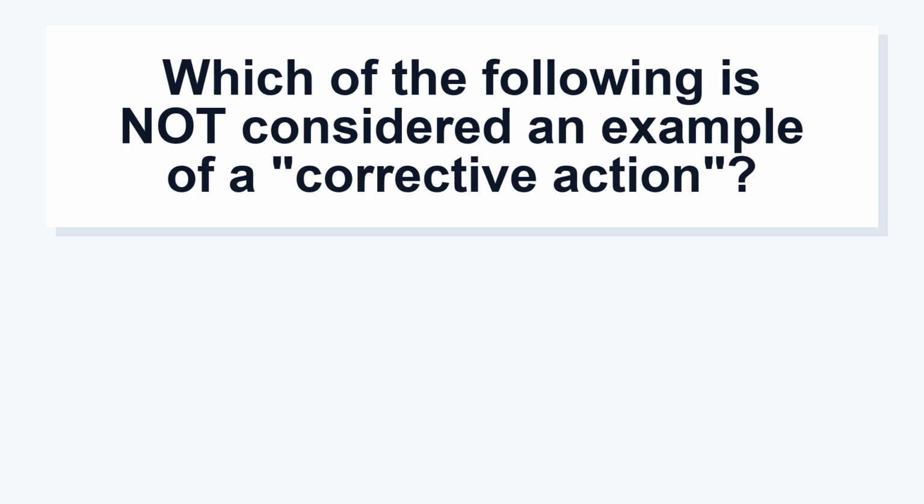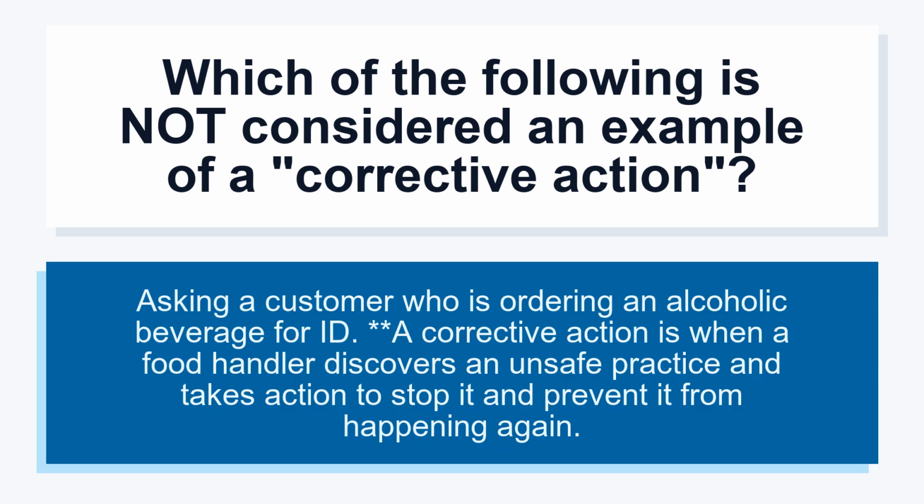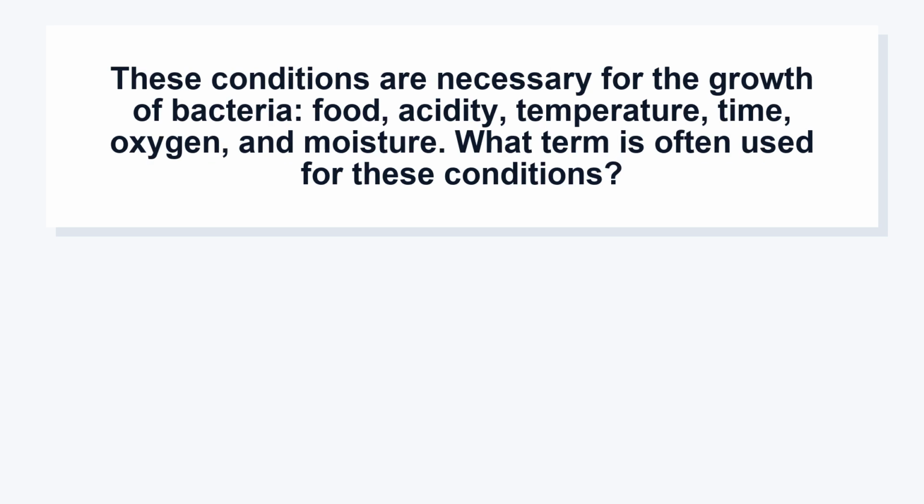Which of the following is not considered an example of a corrective action? Asking a customer who is ordering an alcoholic beverage for ID. A corrective action is when a food handler discovers an unsafe practice and takes action to stop it and prevent it from happening again. These conditions are necessary for the growth of bacteria: food, acidity, temperature, time, oxygen, and moisture. What term is often used for these conditions?